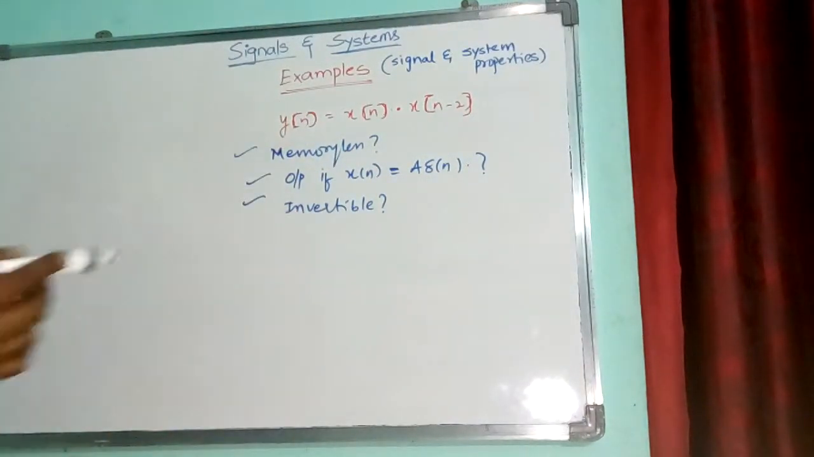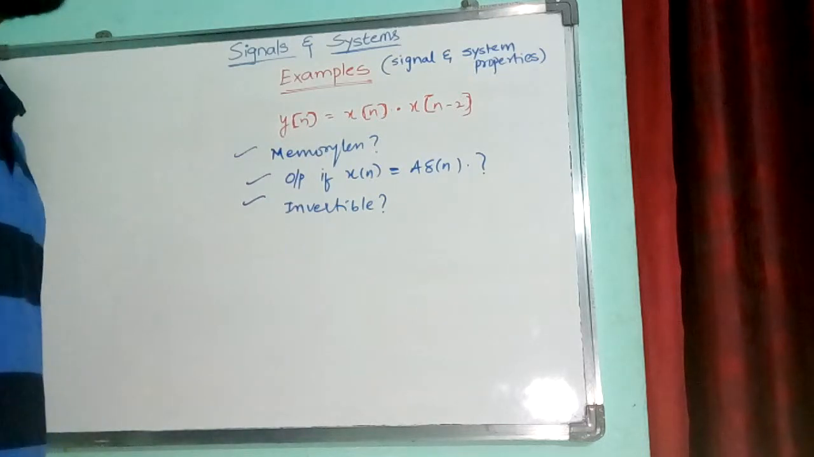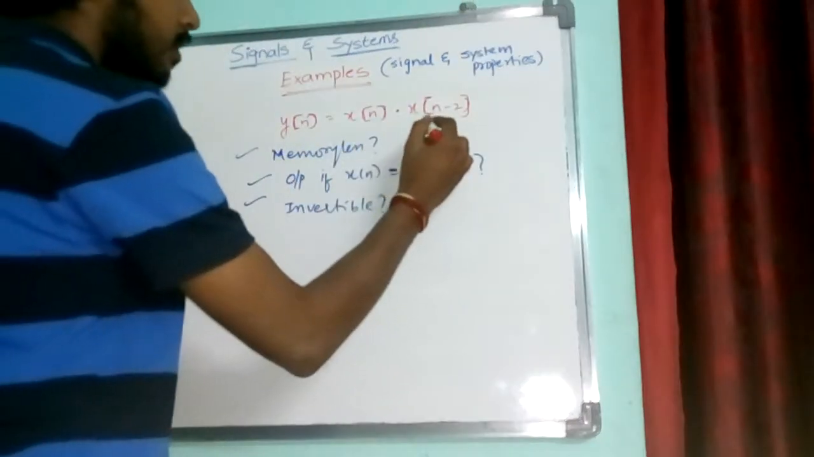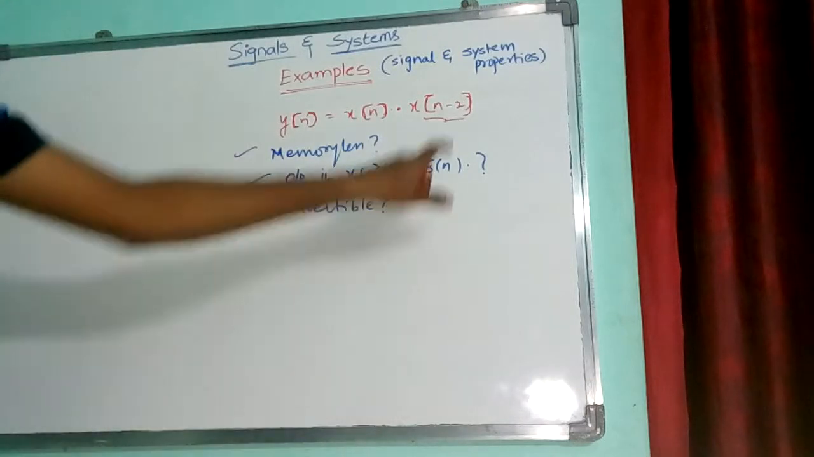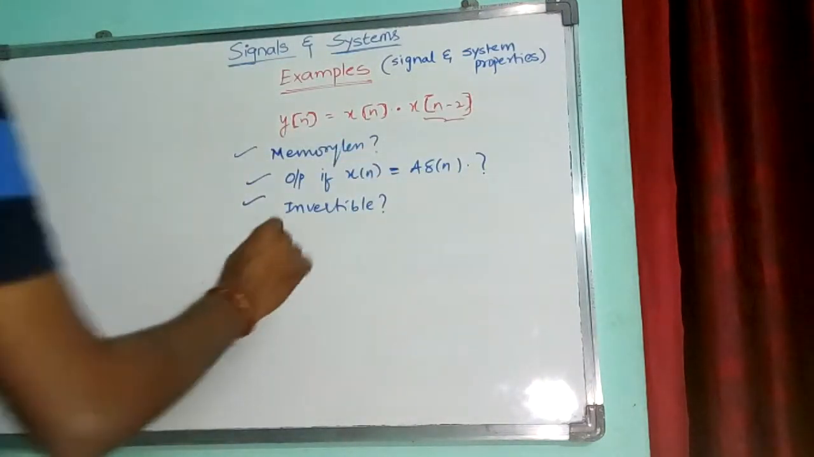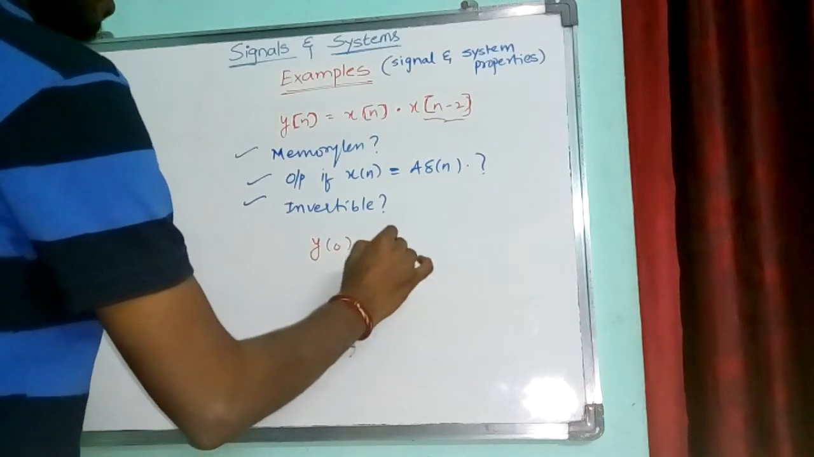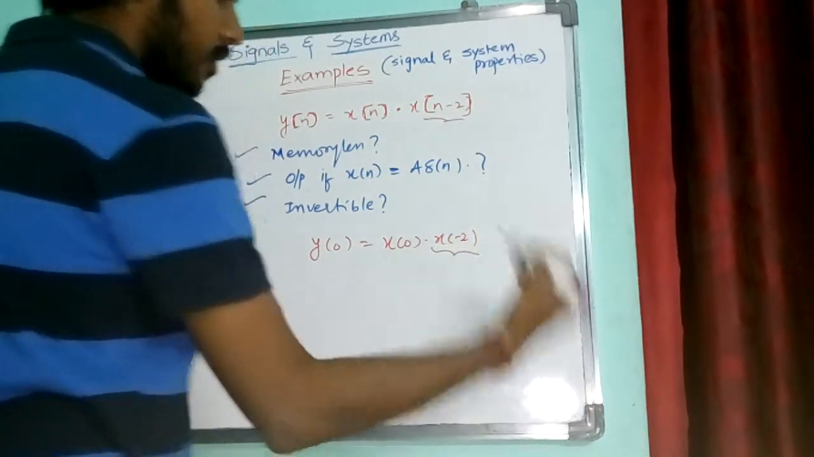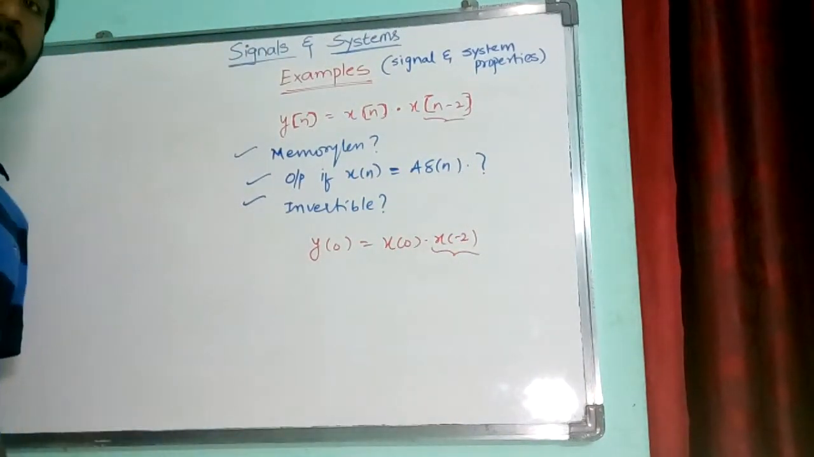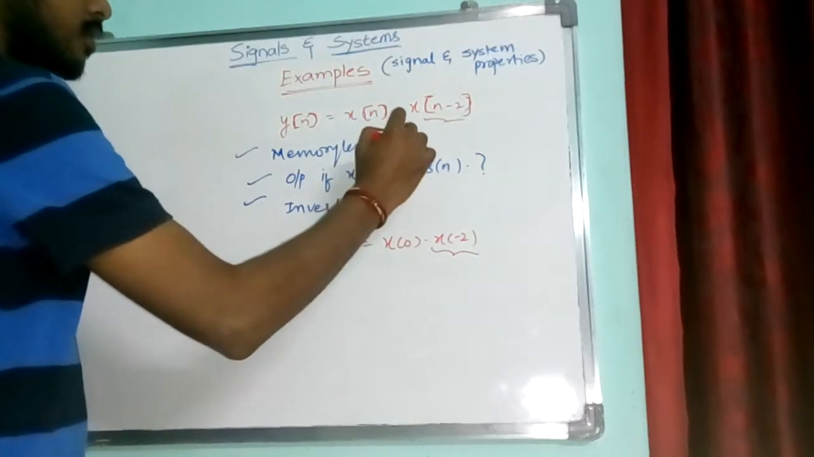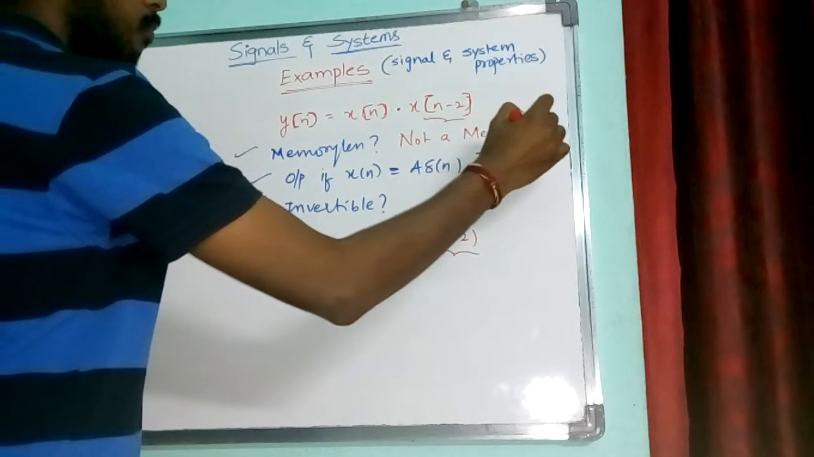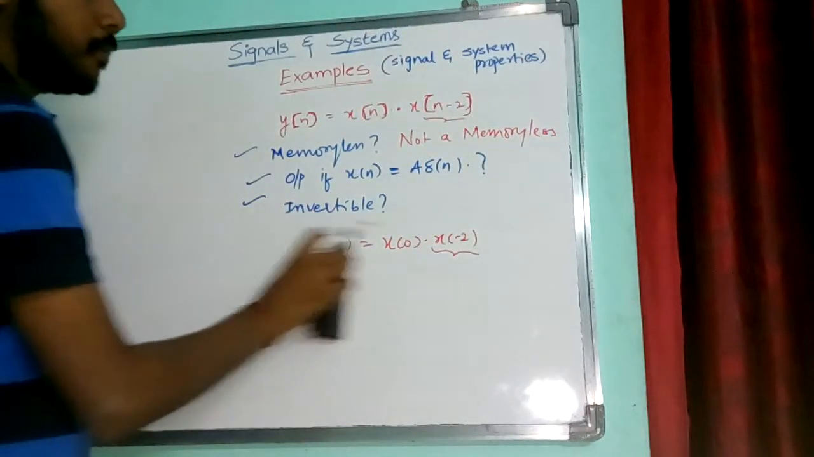Now we will see the first thing: is it memoryless or not? For the system to be memoryless, it should depend only on the present value of the input, the present time instant. But here it has a delay of n minus 2. Whenever I consider y of 0, I will get x of 0 into x of minus 2 also, which means it has a memory of the sample at time minus 2. So this system is not memoryless.